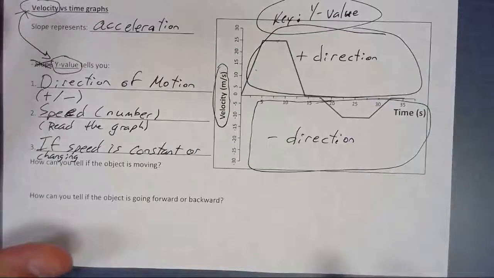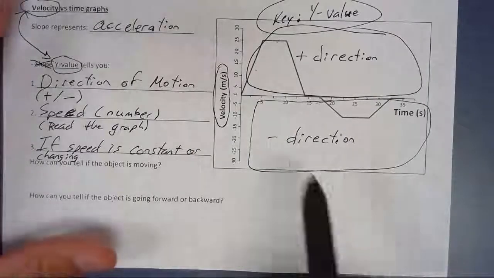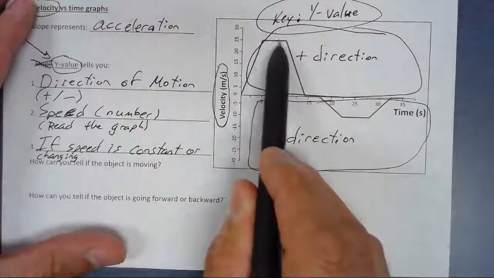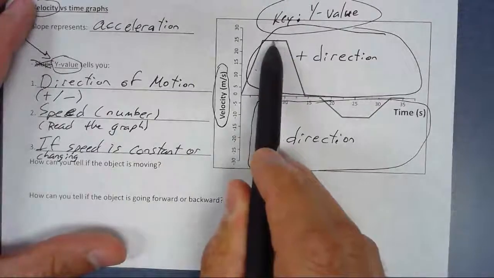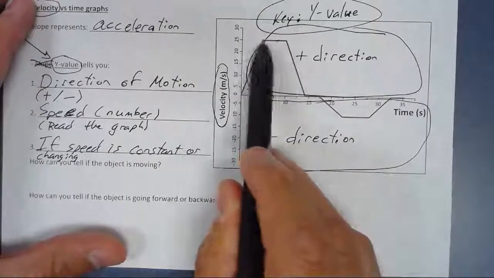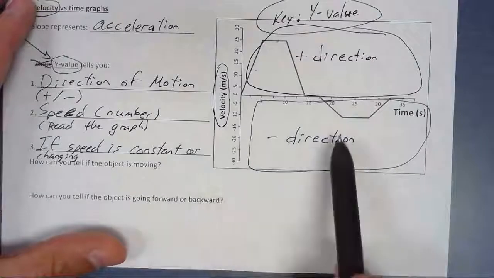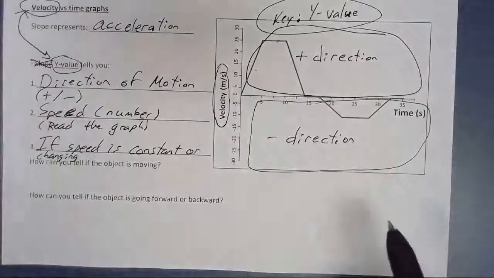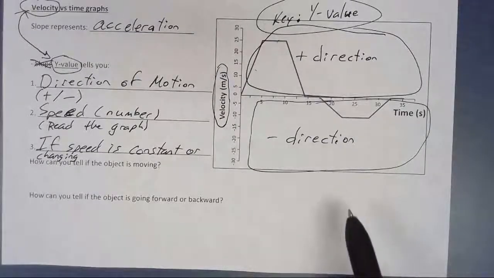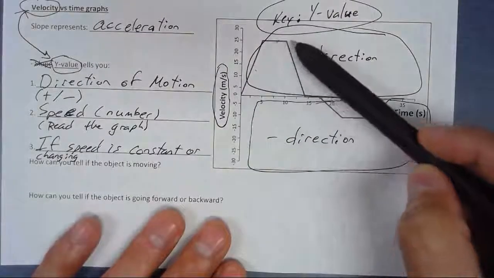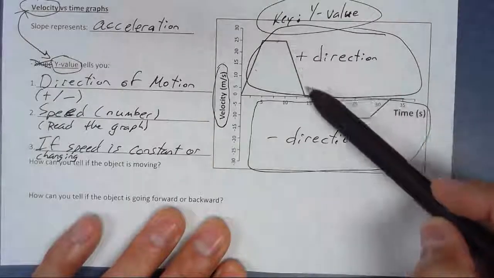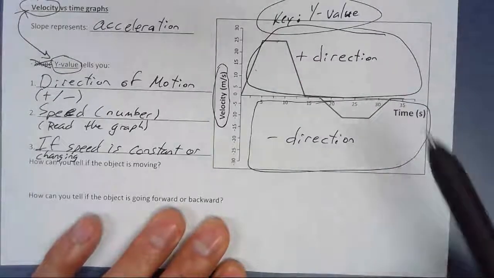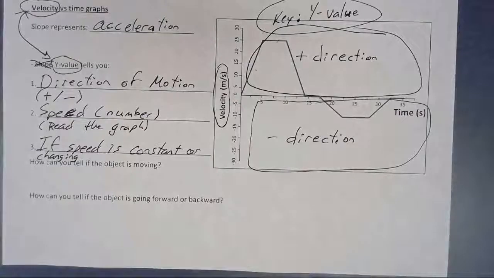So constant y value is a straight horizontal line. So this is a constant y value, therefore it's a constant speed. 25 meters per second during this whole segment. This is a constant y value, so it's a constant speed. 25 meters per second, or -10 meters per second during that whole segment. But in all of these other portions, the y value is changing. It's increasing or it's decreasing. Therefore, the speed is changing.